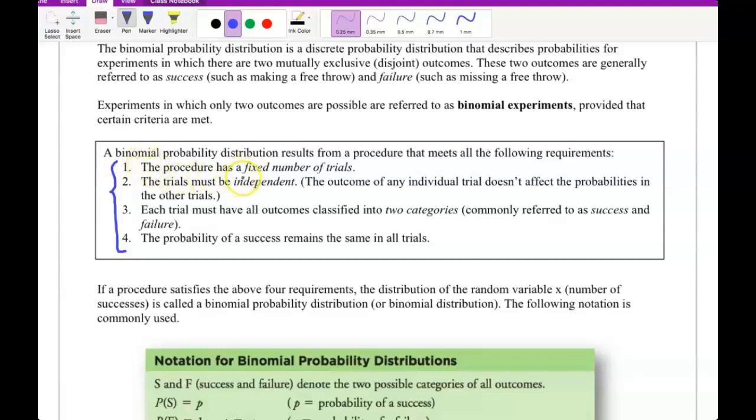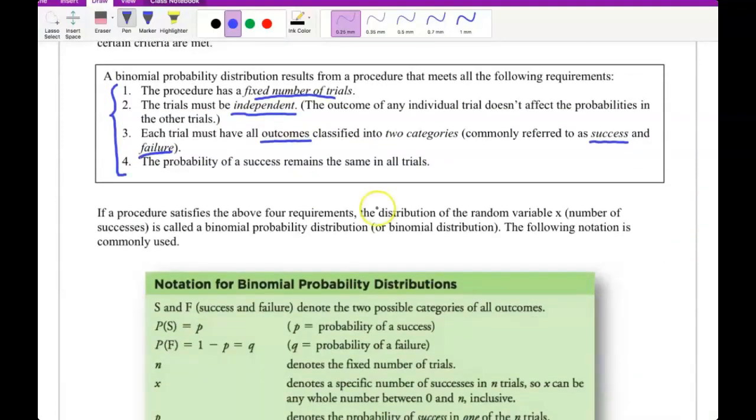The first one is the procedure should have a fixed number of trials. Then second step, these trials should be independent. Then number 3, here we should have success and failure. But that means we should have all outcomes. Then number 4, the probability of success should remain the same in all trials.